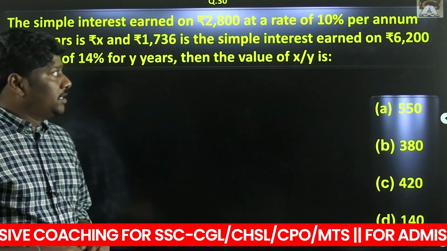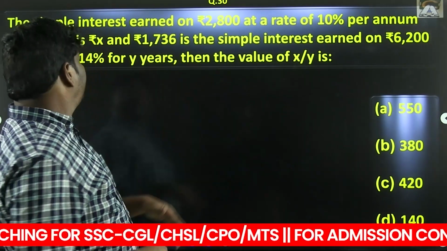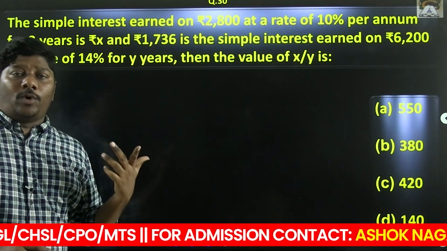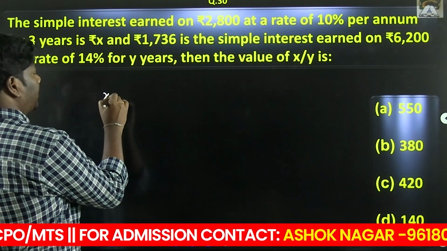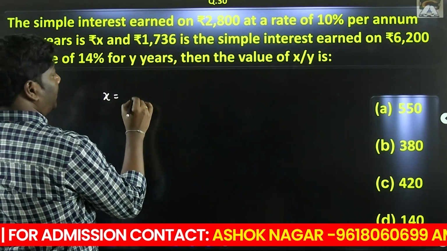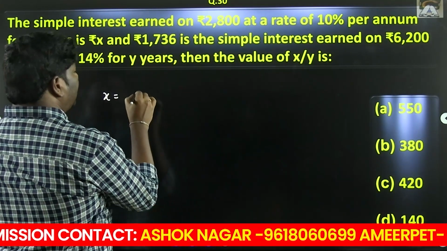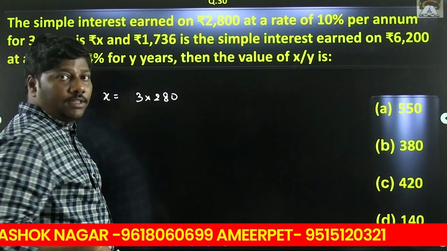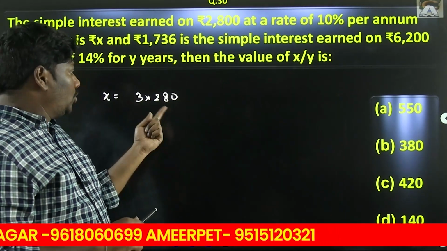The simple interest earned on 2800 at a rate of 10% per annum for 3 years is X. Okay. So what is X? X is 3 years 10% means 30%. 30% of 2800. So you can say simply 3 into 280. Because 10% is 280, 30% is 3 into 280.